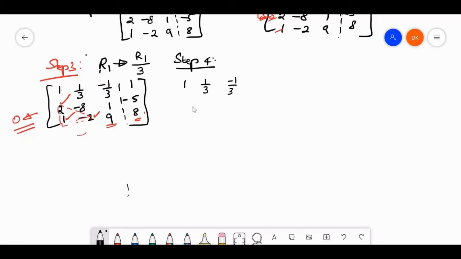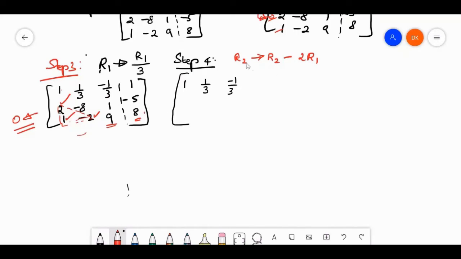Then I have to make this element, the second element, first column, as 0. What I have to do for that? I have to do the second row: row 2 minus 2 multiplied by the first row, for all the elements, so that I can make this value 0.